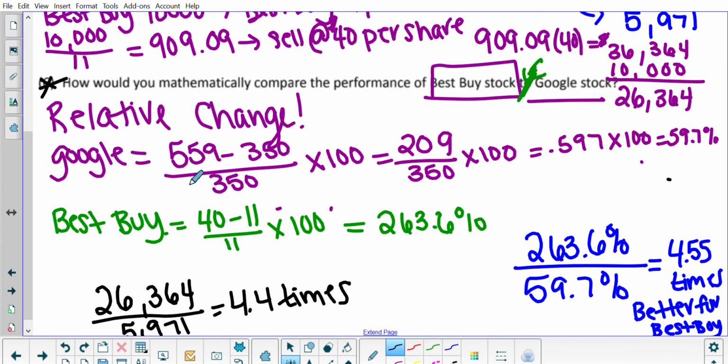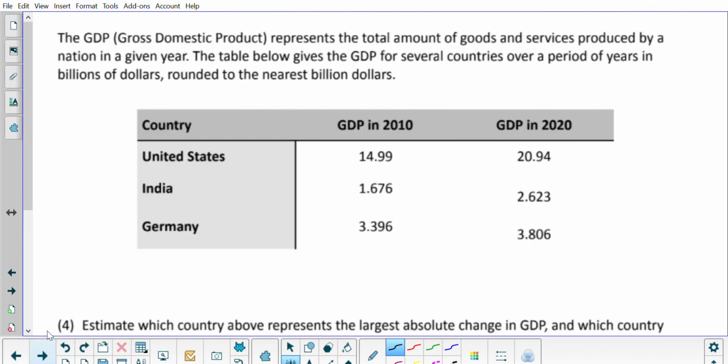All right, let's look at this last problem. So the GDP, the gross domestic product, represents the total amount of goods and services produced by a nation in a given year. The table below shows the GDP for several countries over a period of years in trillions of dollars. Okay, so all of these numbers are in trillions. Oh, well, this one says billions. It should not be billions. This should say trillions because that's what it says in your book. Okay?